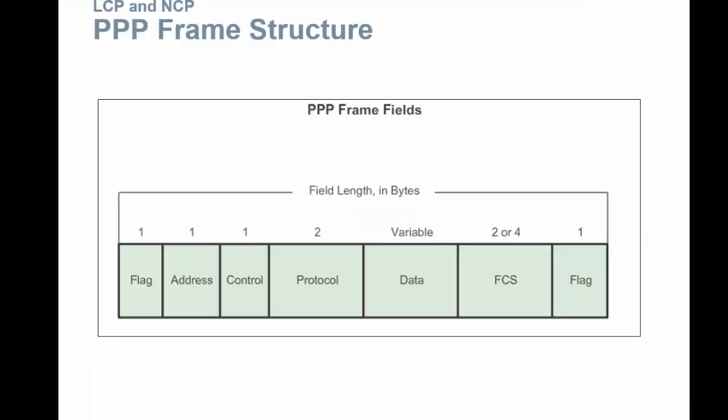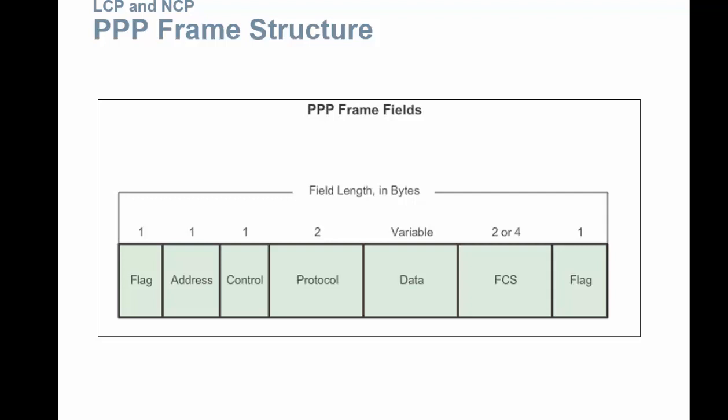Here is the PPP frame structure. We have the flag, address, control, protocol, data, FCS, and flag. Because remember, with HDLC, you have protocol and data, just not control data. The flag is a single byte that indicates the beginning or end of a frame. The address is a single byte that contains the binary sequence 11111111. And it's the standard broadcast address. PPP does not assign individual station addresses.